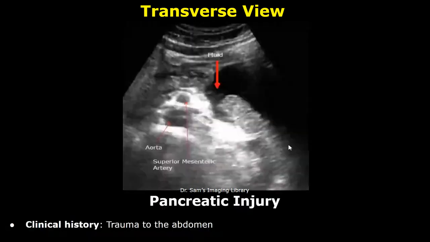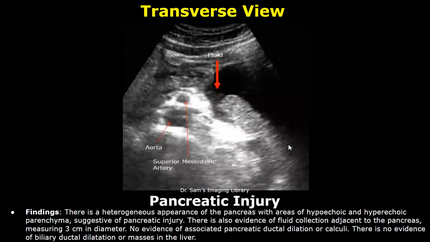This is a case of pancreatic injury. The clinical history here is trauma to the abdomen. In the findings, there is a heterogeneous appearance of the pancreas with areas of hypoechoic and hyperechoic parenchyma, suggestive of pancreatic injury. There is also evidence of fluid collection adjacent to the pancreas, measuring 3 centimeters in diameter in this example.